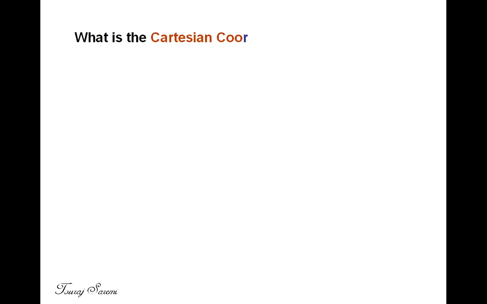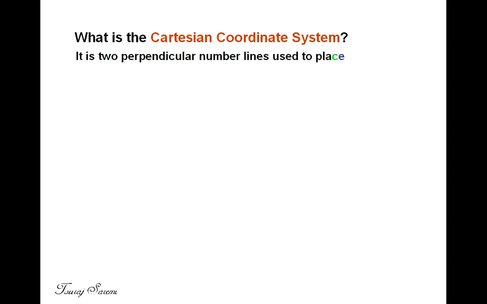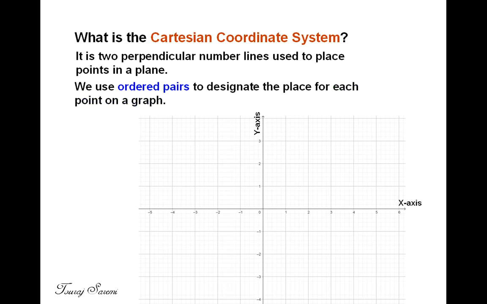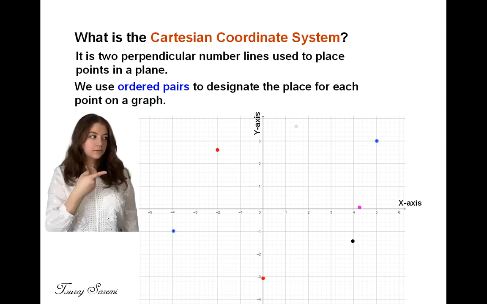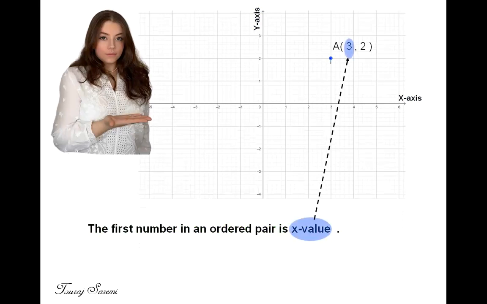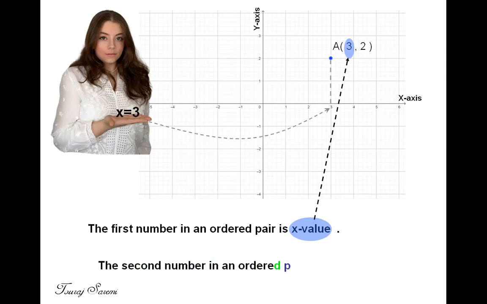What is the Cartesian coordinate system? It is two perpendicular number lines used to place points in a plane. We use ordered pairs to designate the place for each point on a graph. The first number in an ordered pair is the x value. The second number in an ordered pair is the y value.